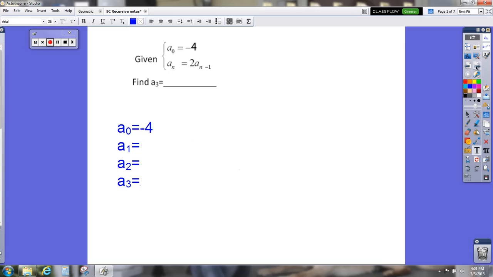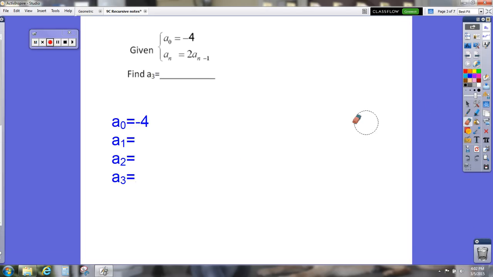All right, let's look at a geometric one. I know it's geometric because I'm multiplying by a common ratio, in this case 2. Same general procedure, same process. I'm starting with my 0 term, which is negative 4. I'm asked to find my third term, a sub 3. So let's start with a sub 1. I've got to find the previous term in order to find the one I'm looking for.